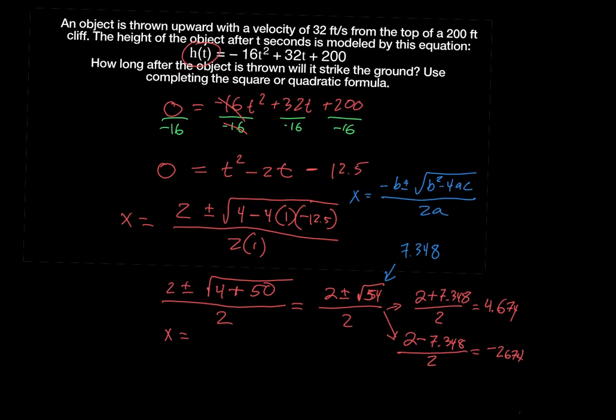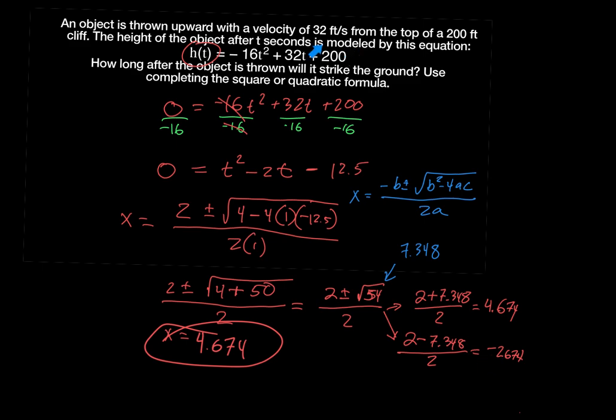Back to the original question. How long after the object is thrown will it strike the ground? Will it be 4.674 seconds or negative 2.674 seconds? Correct. And why can't it be the other one? Because you can't have negative seconds. So why in my question is it even possible to have an answer that has negative seconds?